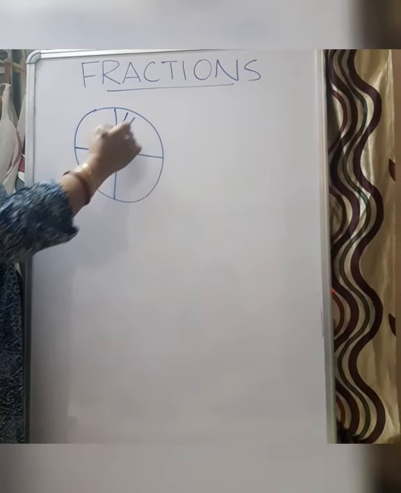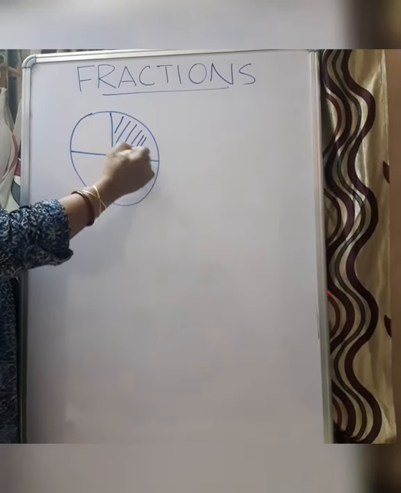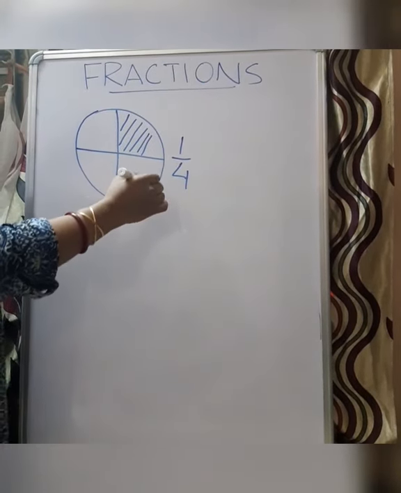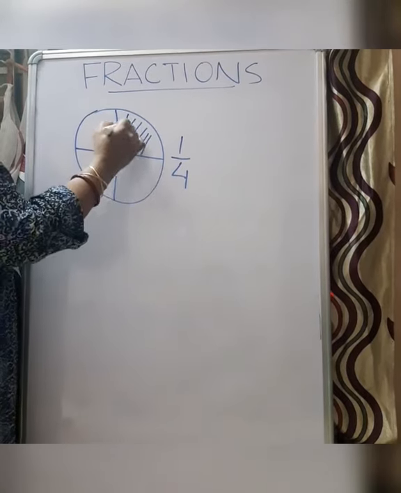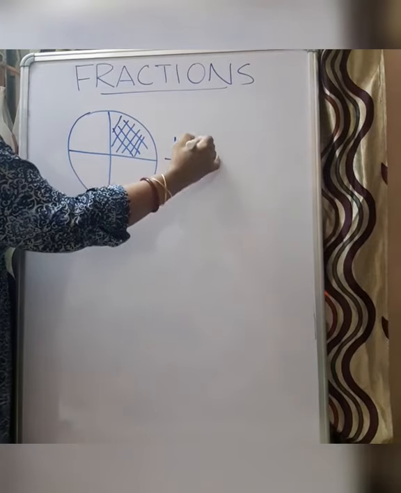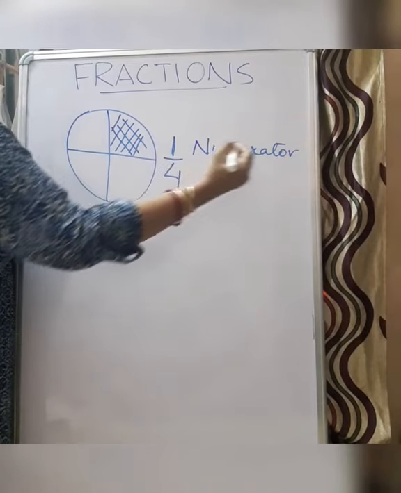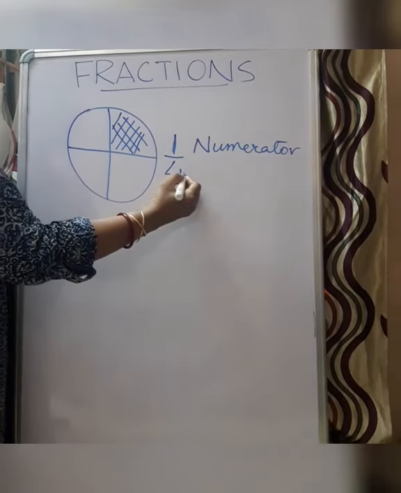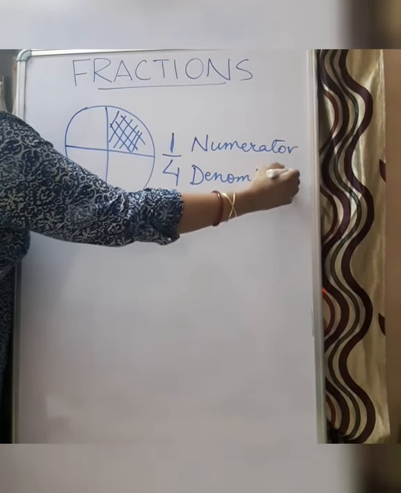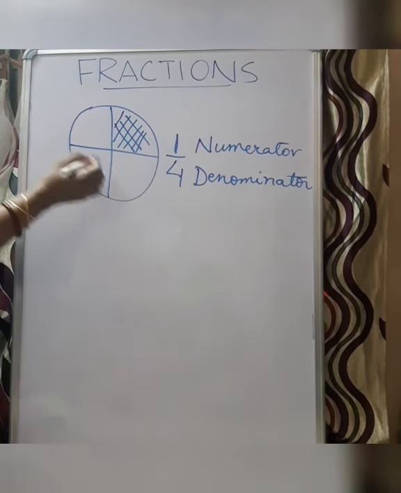See, when we have made 4 parts and shaded one, we call it 1 by 4 or 1/4. Now, this portion is written over here and this is known as numerator, the shaded portion. And this is known as denominator, which indicates the total number of parts. So here we have divided it into 4 parts.